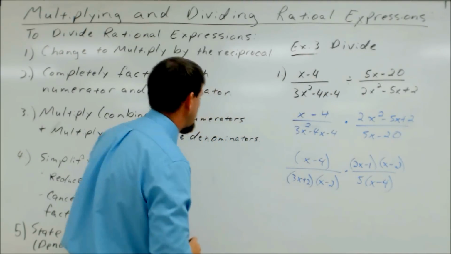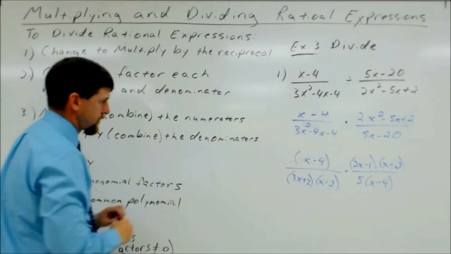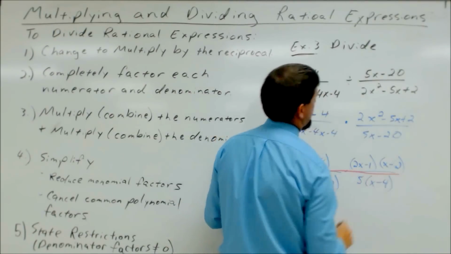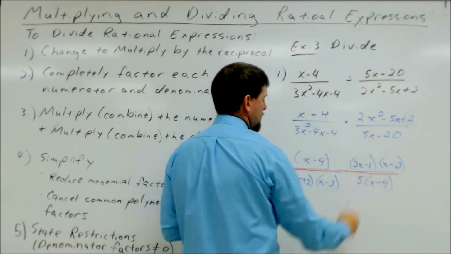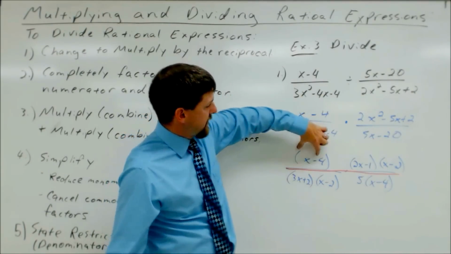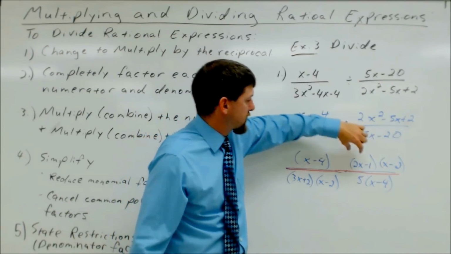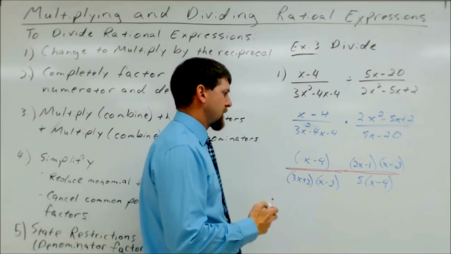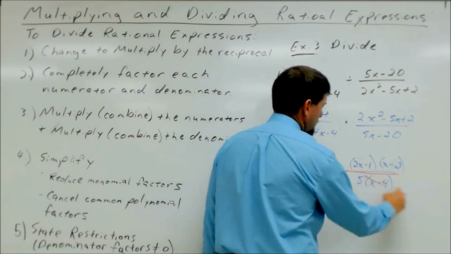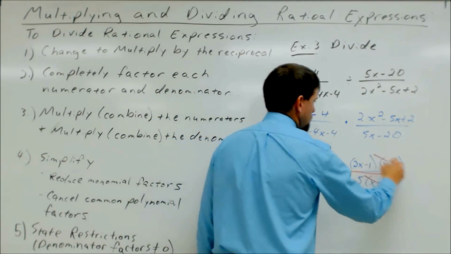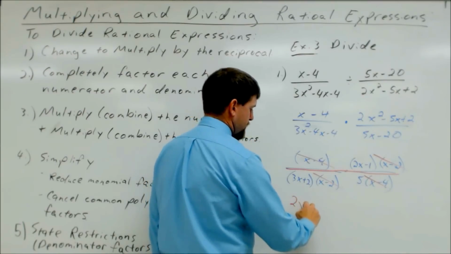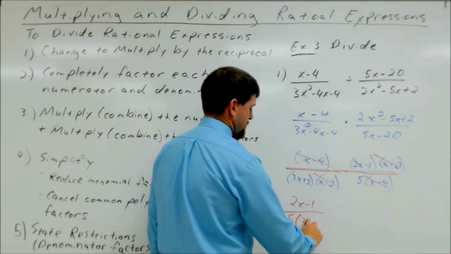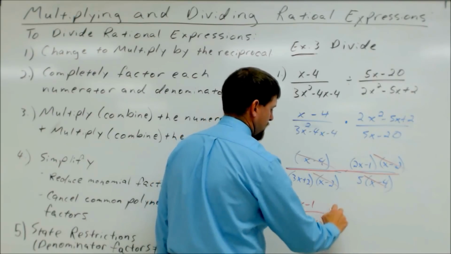Now we go into our multiplication step. We put everything together, so we just make it one big fraction, combine the numerators, combine the denominators. See now why we put this in parentheses. That way we can see all the individual factors. What's going to cancel out? x minus 4 will cancel. x minus 2 will cancel. So we're left with 2x minus 1 over 5 times 3x plus 2.